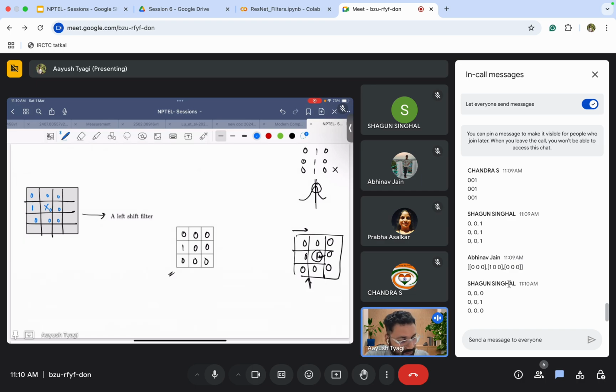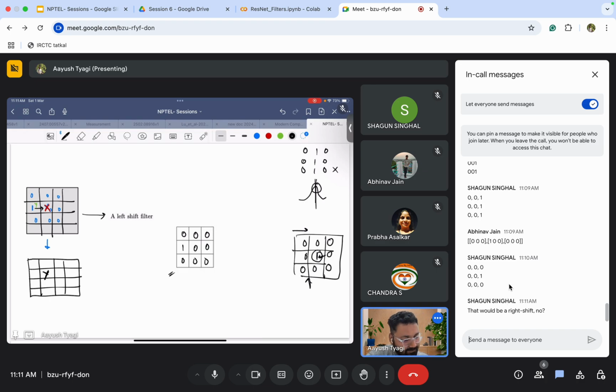What I am essentially doing is replacing x, suppose this has the value x, with this value, right? So in your updated image, suppose this has a value y. I'm multiplying y with 1 and updating the x. So x basically becomes y here. What we are essentially doing is moving everything to the left.